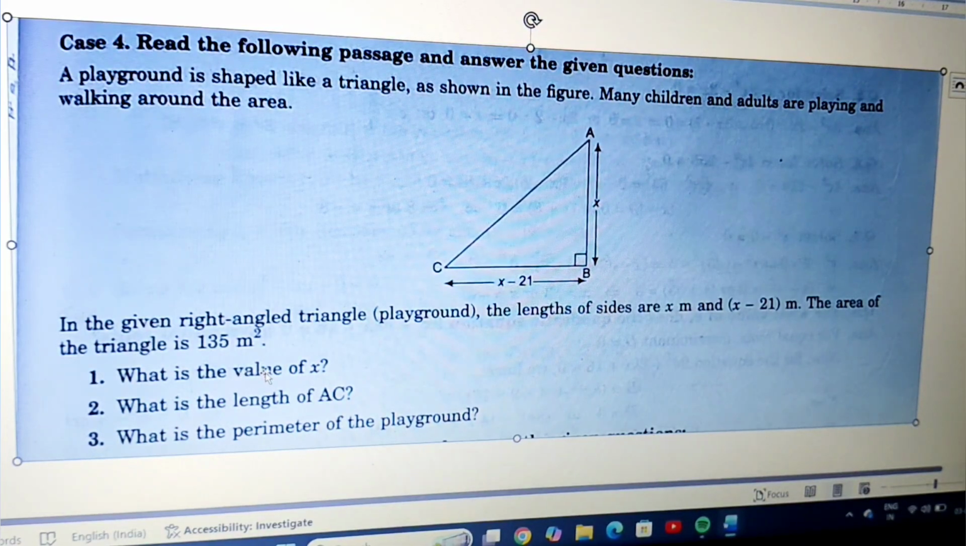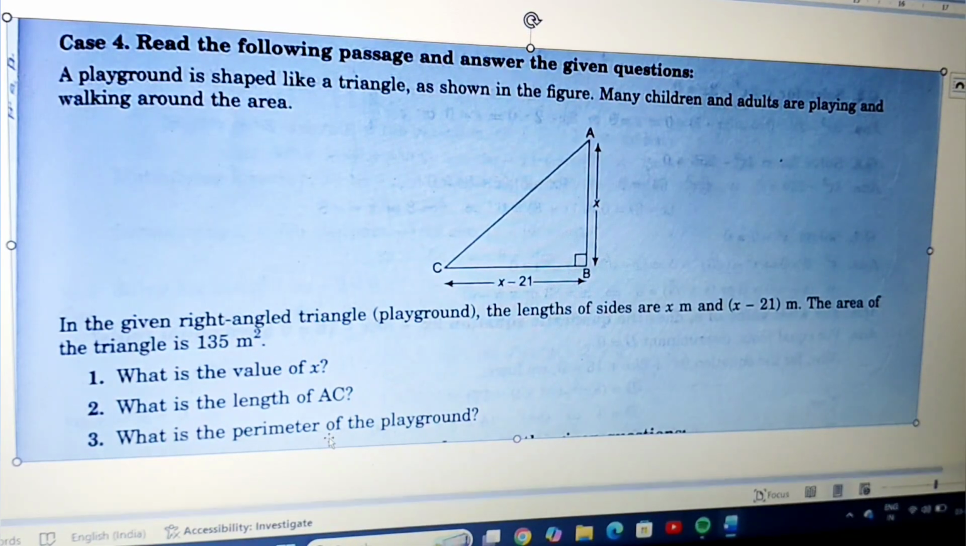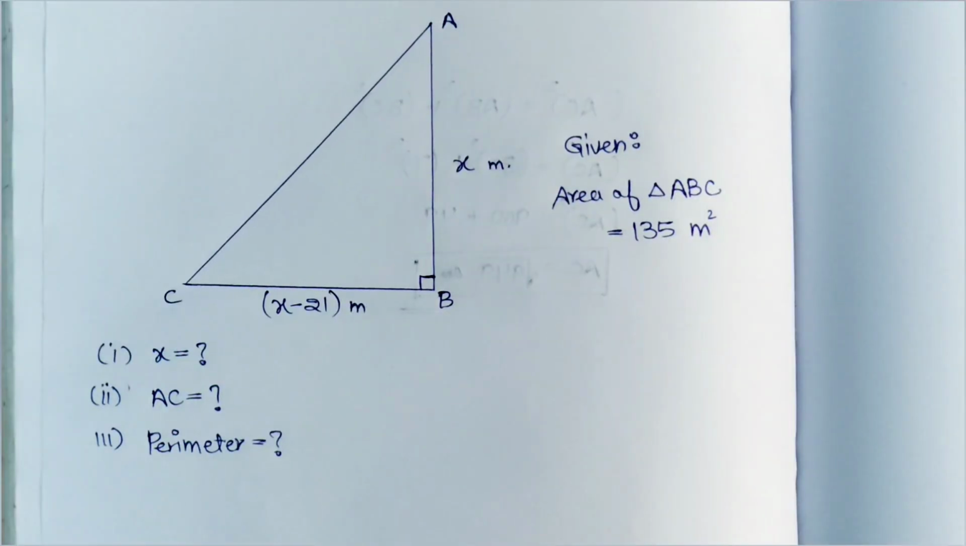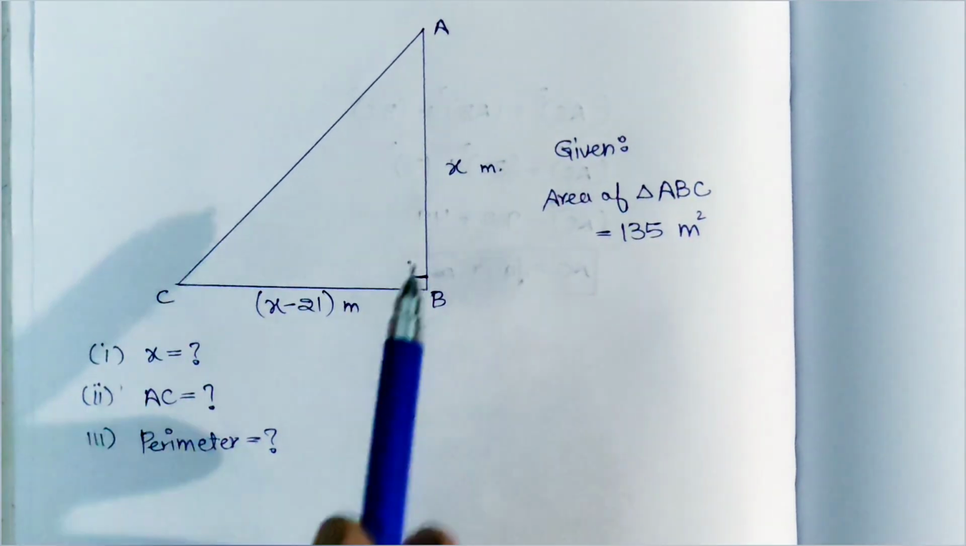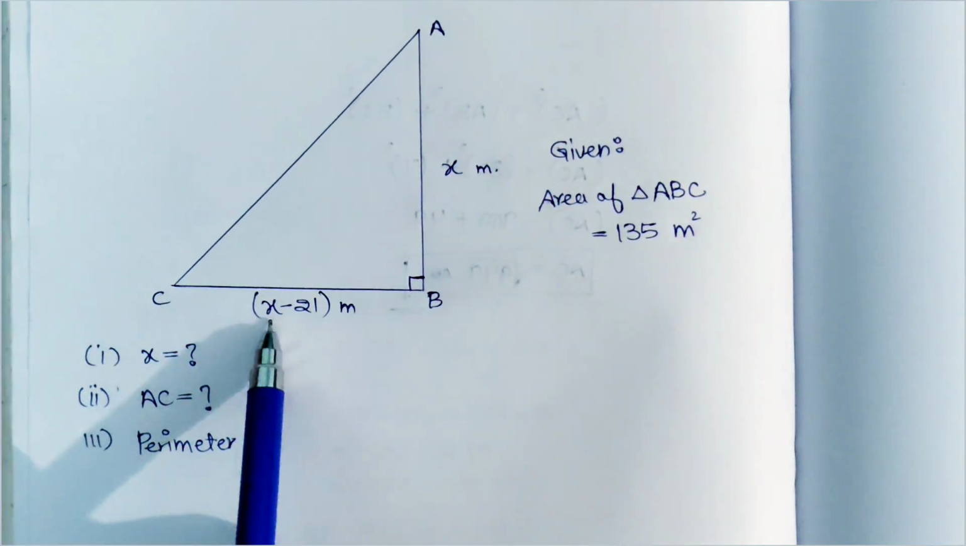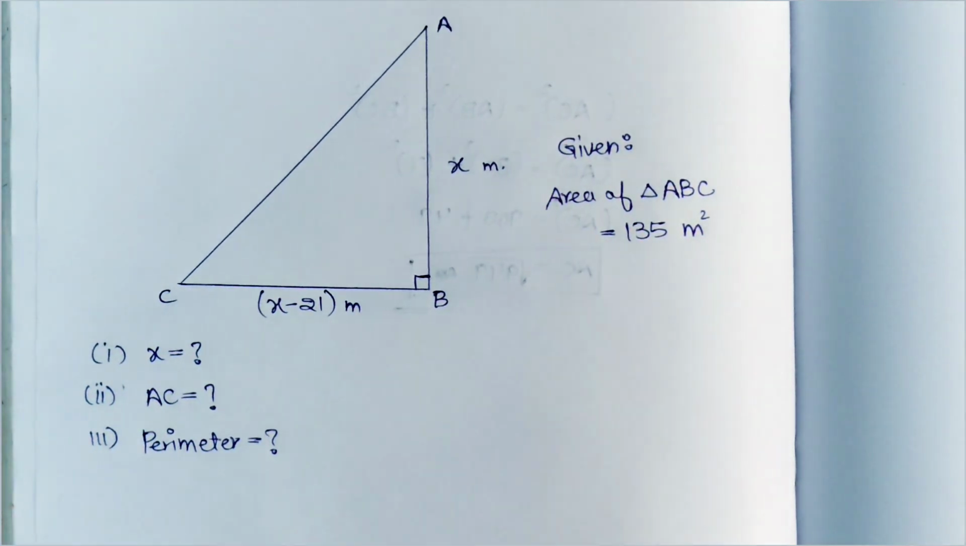In the first part, it is asking about the value of x. In the second part, it is asking about the length of AC, and in the bottom line, it is asking for the perimeter of the playground. For that, let's come to the white page. So here is the given thing which was mentioned in the question. This is the figure. This is x meter and this is x minus 21 meter.